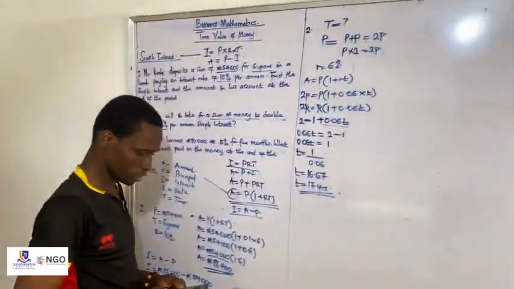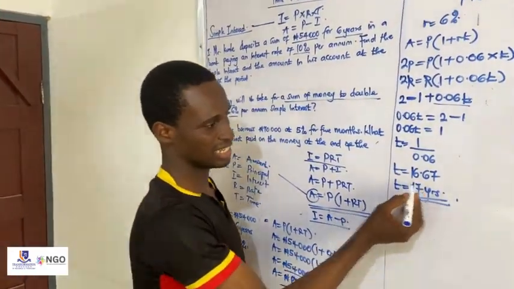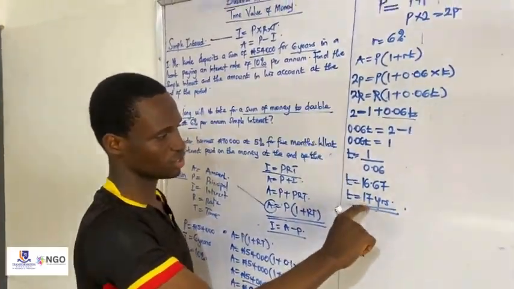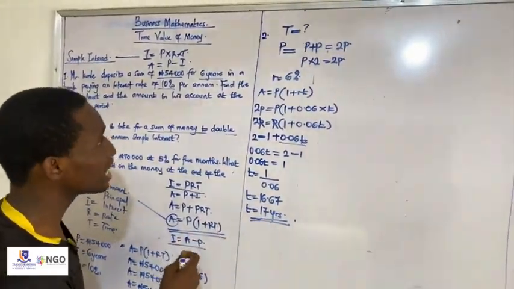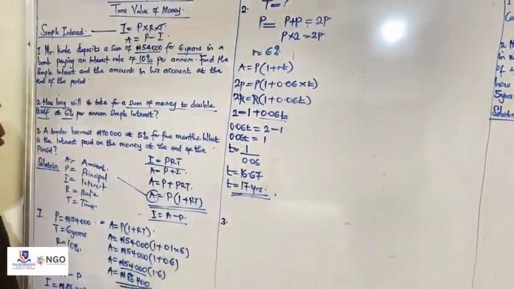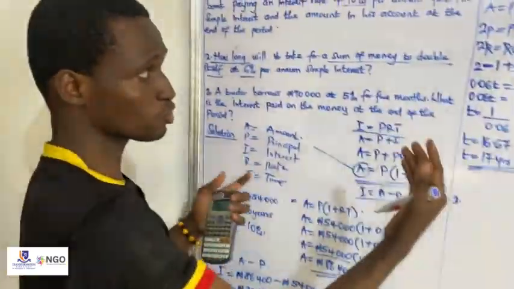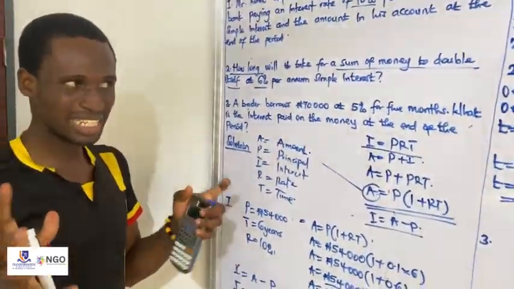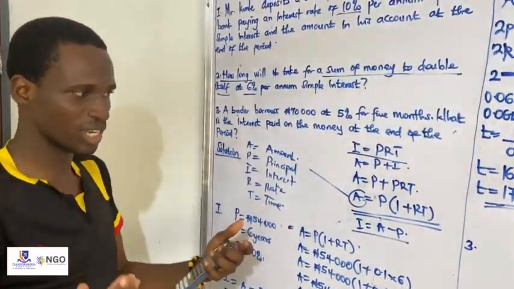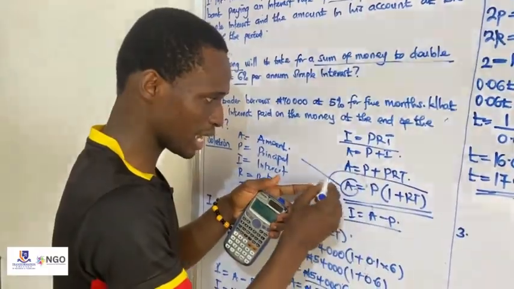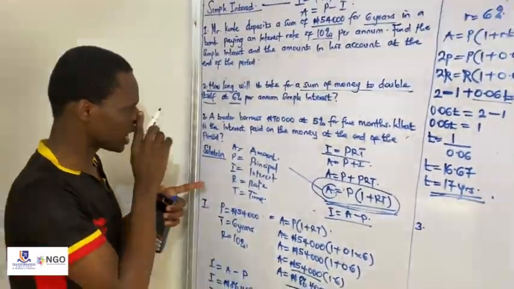So your number of years, your time, is not usually written as a decimal. That's why we have to round it off, approximate it to a whole number. That's 17 years. So that's number 2. Then number 3, very quick. I guess number 1 and number 2 have given us an idea of how we are to calculate simple interest. Just take note, this is the formula that we are using in calculating simple interest.